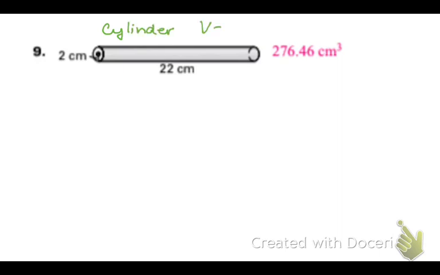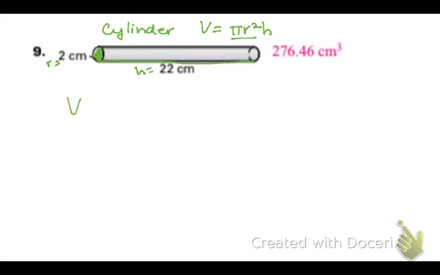So my volume is going to be equal to pi r squared h. Okay, and here is my r. My r is 2 centimeters. My base is a circle, so hence I'm using pi r squared h, and my line that is vertical to the base is this 22 centimeters, so this is my h.